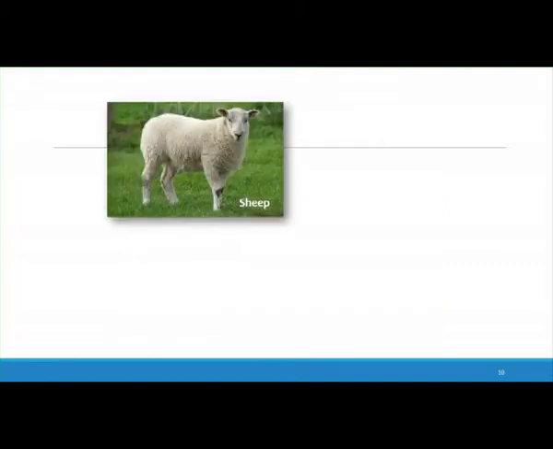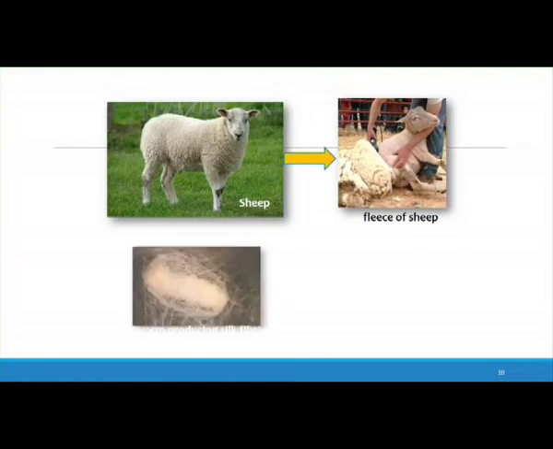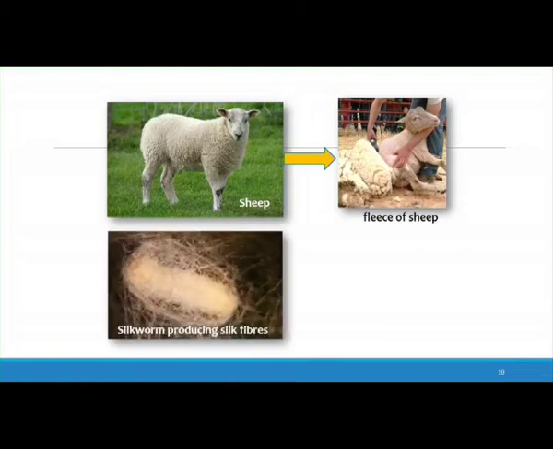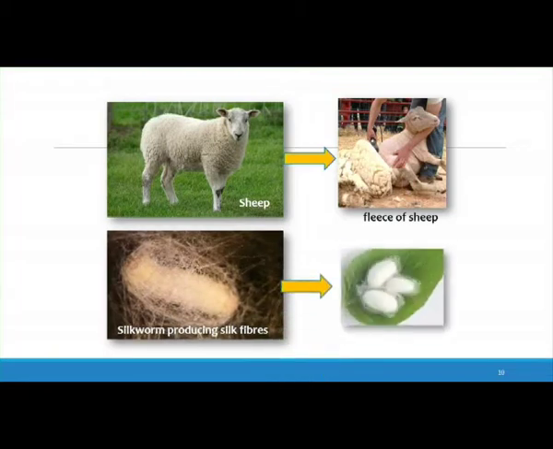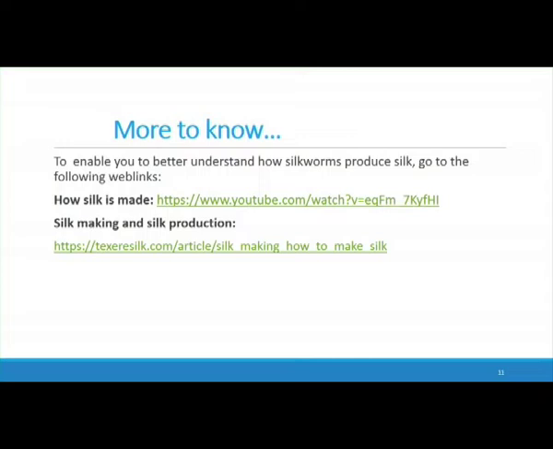This is the picture of a sheep. This is how shearing is done to remove the fleece of the sheep. The silkworm spinning the cocoon and producing silk fibers. The cocoons ready to be unreeled. These few links are going to help you know more about silk and their production.